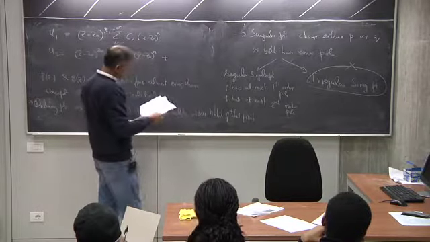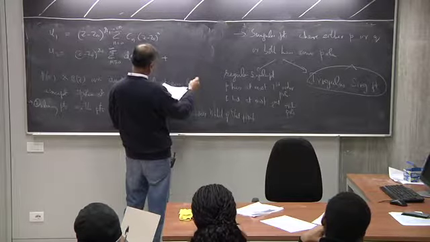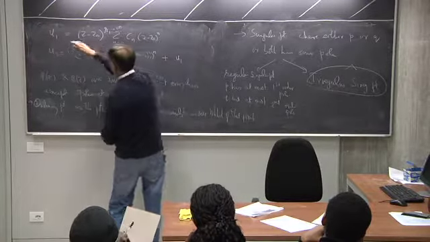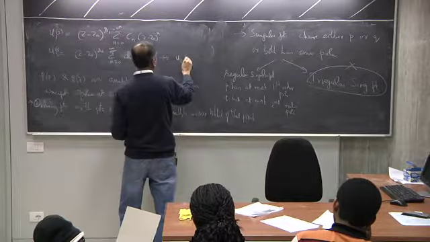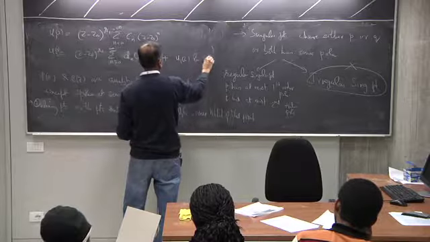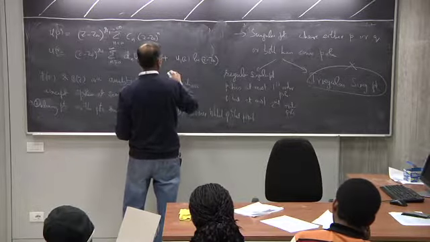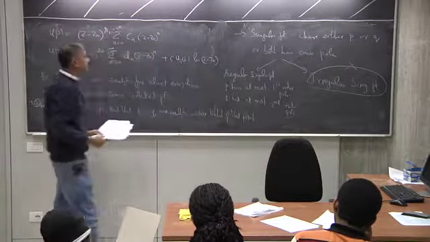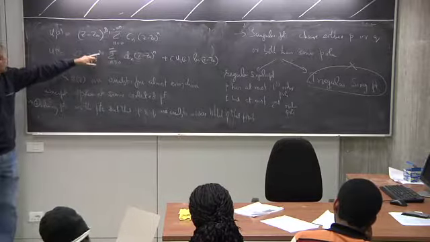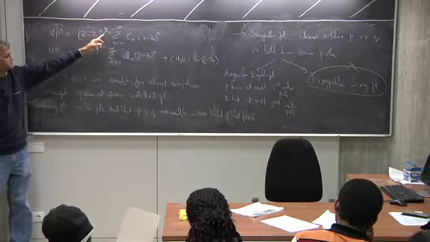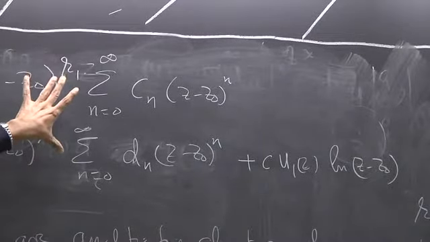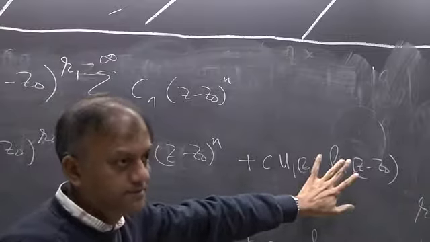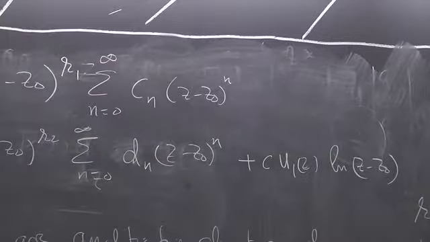Let me write it down. This is the U1 solution. For U2, there can also be U1 times log of (Z minus Z0), some constant times this. There can be also this, and that depends on the details. It depends on whether the difference between R1 and R2 is an integer. If the difference between R1 and R2 is not an integer, this term doesn't appear. So, very generically, you have solutions of this type.